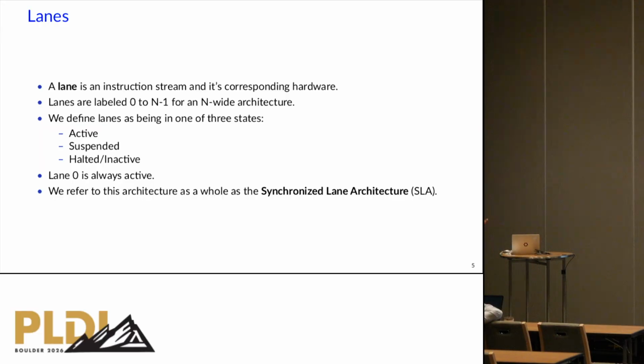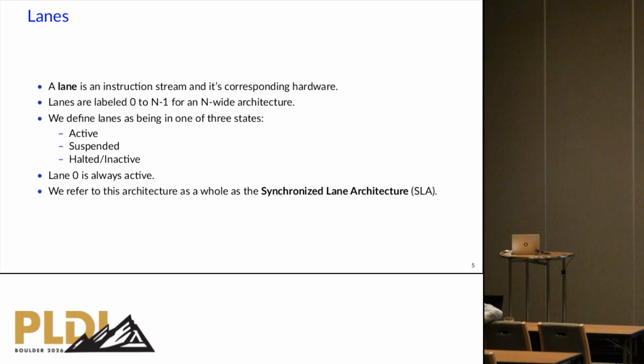Because if we remember that VLIW has one single fetch unit and then a bunch of essentially just simple pipelined processors that share a register file. The idea is instead, let's just make sure that each sort of pseudo thread has its own individual fetch unit and go from there. We're going to define lanes essentially as being in one of three states.